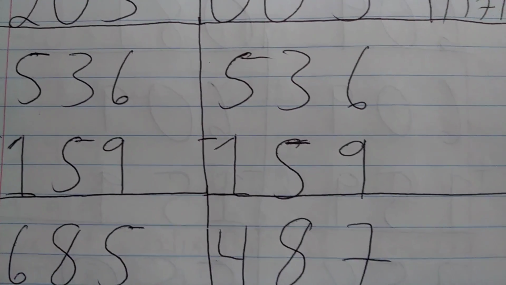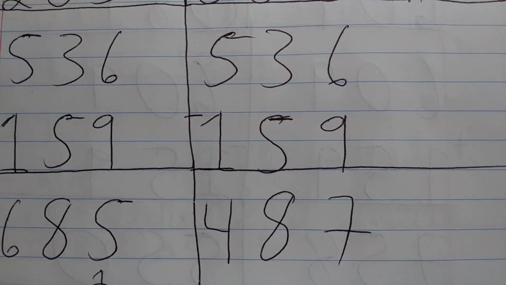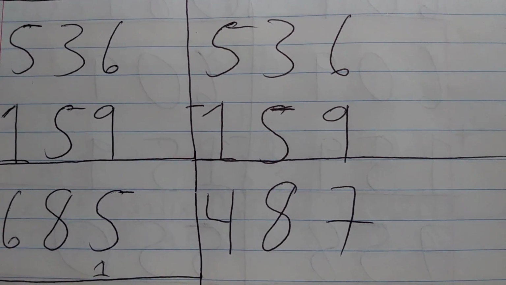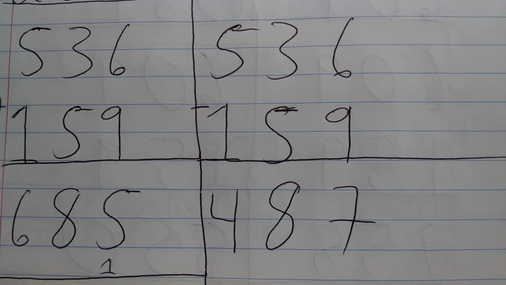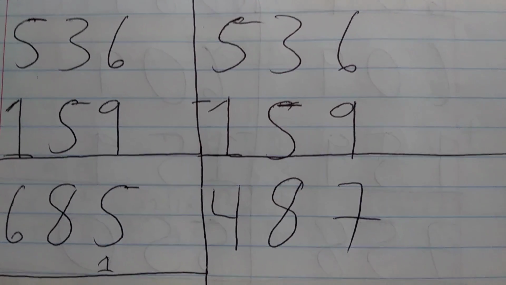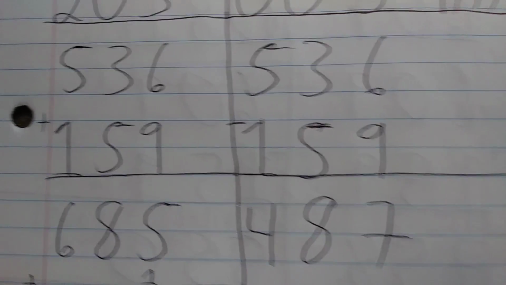You're going to also subtract off 159. 5 minus 1 is 4. 13 minus 5 is 8. And then 16 minus 9 is 7. And then 487 did not hit in the next 7 days.